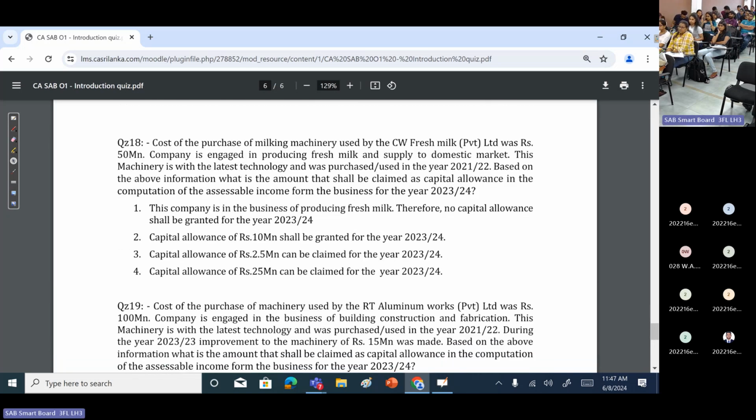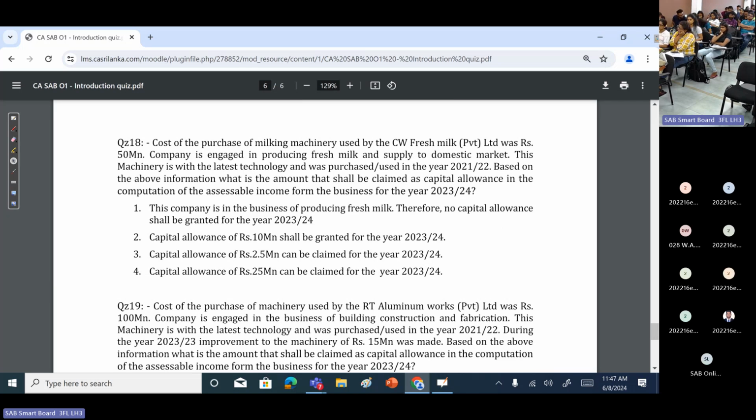The cost of making machinery used by the CW Pacific Private Limited was rupees 50 million. Company indicated production test mill can supply to domestic market. This machinery is the latest technology and was purchased and used in the year 21-22. Based on the above information, what is the amount that shall be claimed as capital allowance in the computation of the assessable income for the business for the year 23-24? How much we can claim? That is machinery. How much? 10 million. 2. Correct?